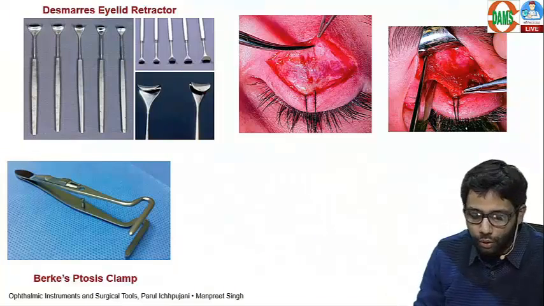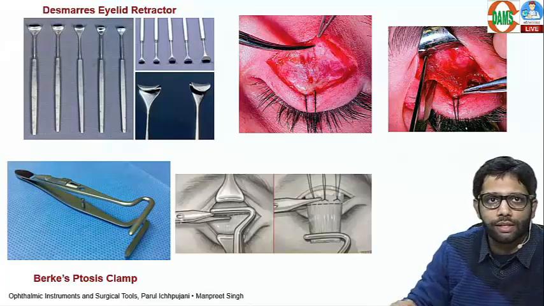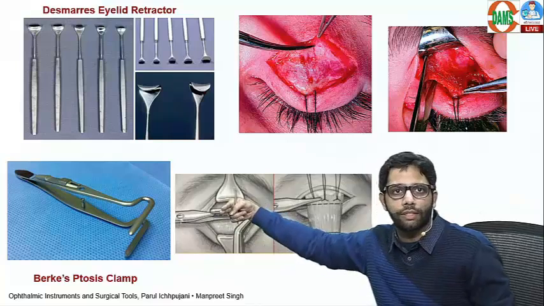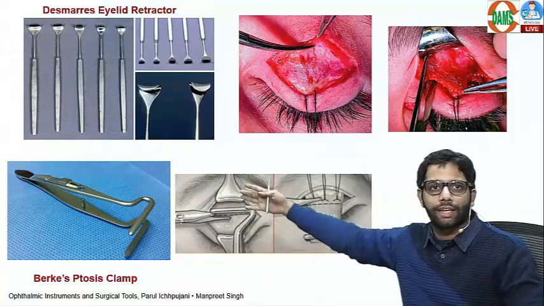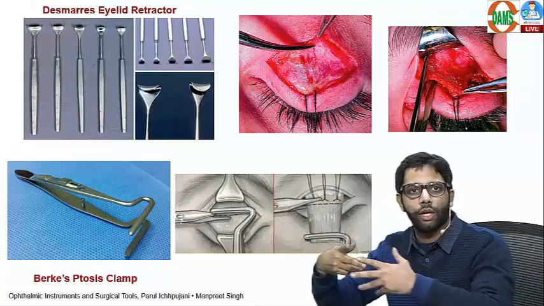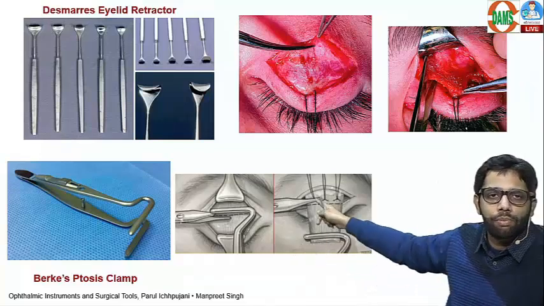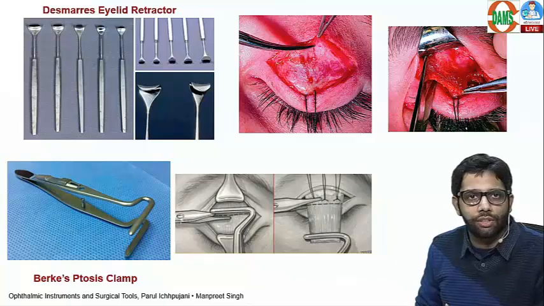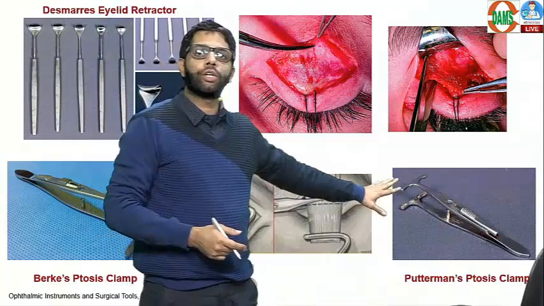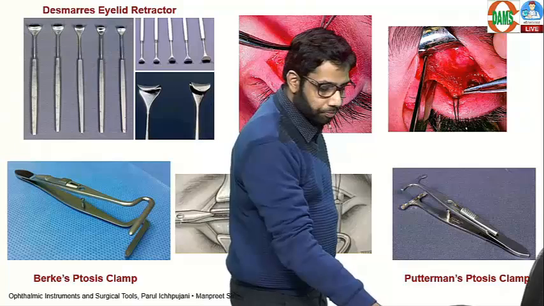Okay, now this, specifically for ptosis. This is a ptosis clamp. Berke's, same scientist Berke's, ptosis clamp. How to use this? In LPS resection, you have to hold the LPS, no? So you have to hold the LPS so that you can cut it. So ptosis clamp, so that hemostasis is also there. You clamp the LPS muscle so that you can cut it. You hold the LPS, you cut it and shorten it in resection. That is a ptosis clamp. Another clamp by the scientist Putterman, Putterman ptosis clamp. Just remember the name and the instrument if it is asked.